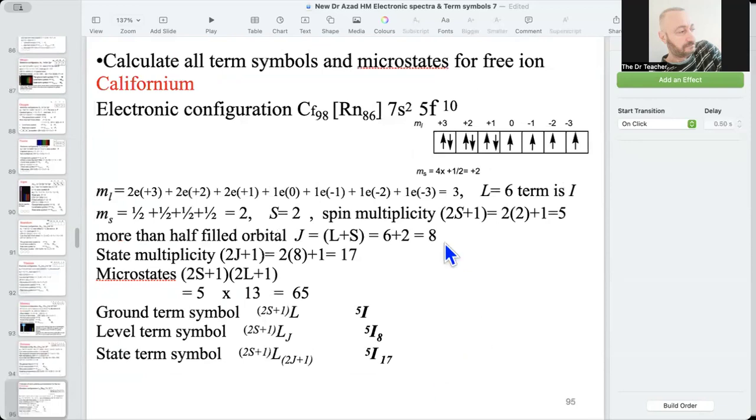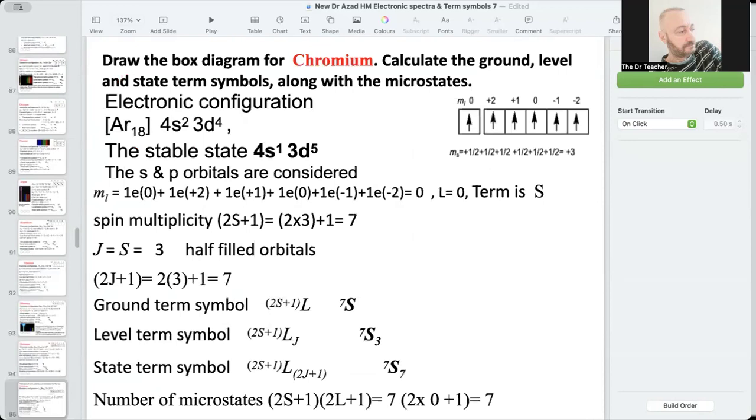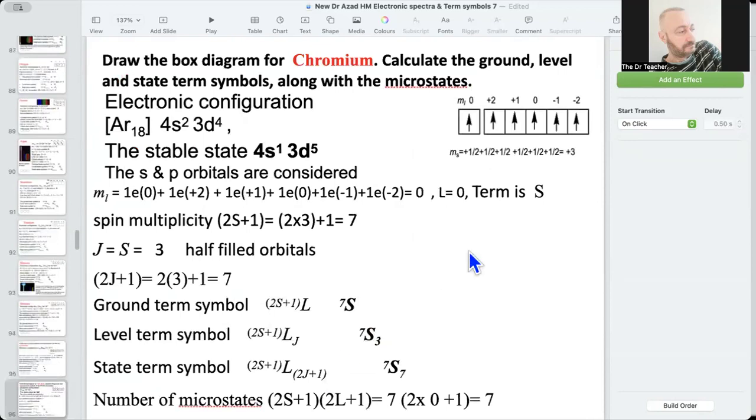Californium has f10. Similarly, you can see and assign the term symbols, which will become I5, I58, I517. Chromium is another practice: it will be S7, S73. For S7, the microstates will be 7 times.